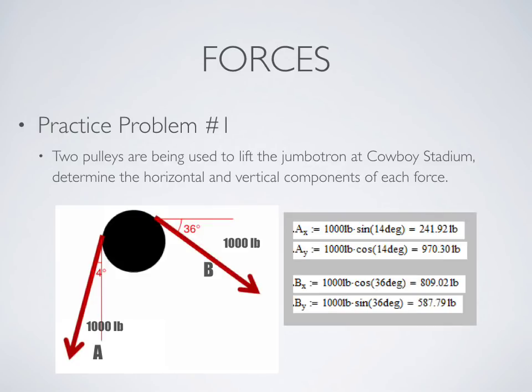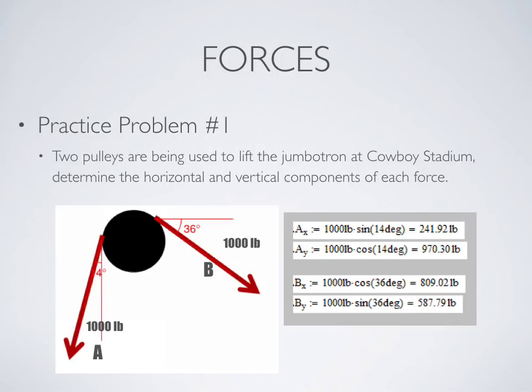Looking at the pulley on the left, we get force A and force B. I'm going to go ahead and say AX is 1,000 pounds times the sine of 14 degrees, and that's 241.92. Remember, it's pointing to the left because that's the direction that A is pointing in the horizontal direction. And remember, we use the sine because this is the angle from the vertical, not the angle from the horizontal. As far as AY, which is pointing down, 1,000 times the cosine of 14 makes 970.3 pounds.